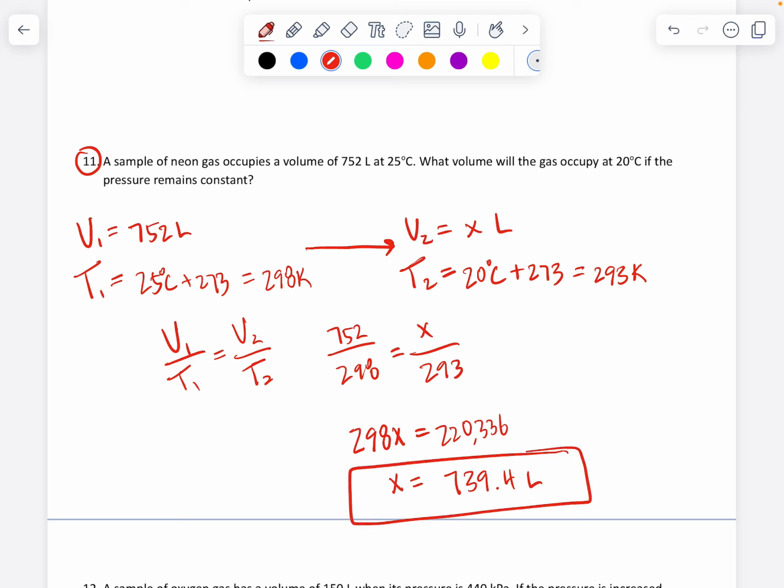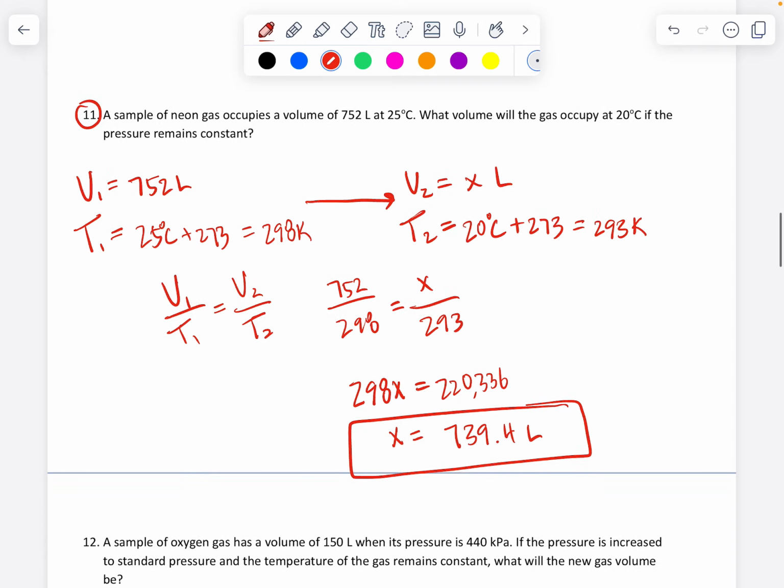Well, that makes sense, right? Because this is Charles's law, which means that what kind of relationship do the volume and temperature have? They have a direct relationship, right? So notice that the temperature is going down, 298 Kelvin to 293 Kelvin. Then volume is going to go down as well. Did it go down? Yes, indeed. That's how you can double check your work, right? By using the direct and indirect relationships. All right, so that's 11.